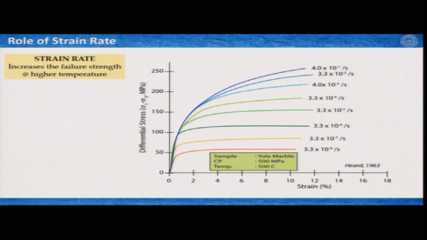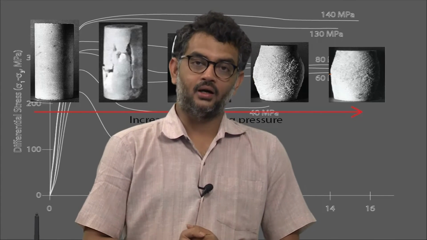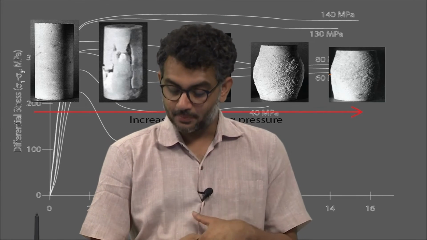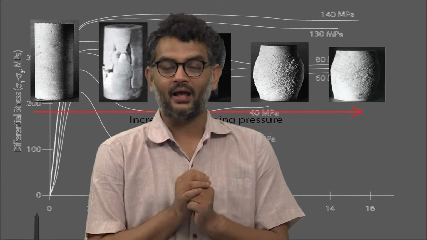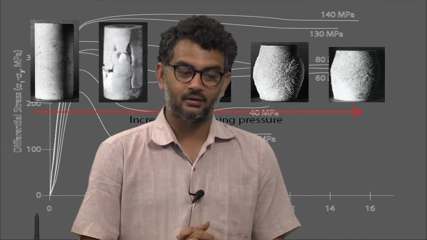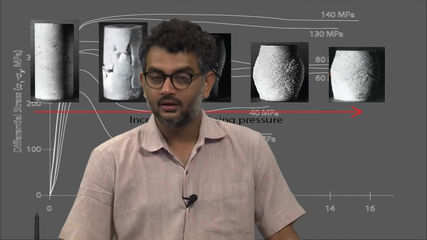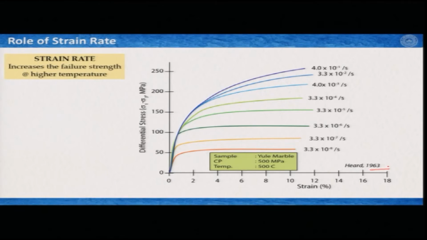Now, let us have a look at this very important series of curves, where we are going to see the effect of strain rate, or deformation rate, that means how fast the rocks are being deformed. These experiments were again performed by another one of the great experimentalists, Heard. It is a paper from 1963, and he worked with Yule marble.